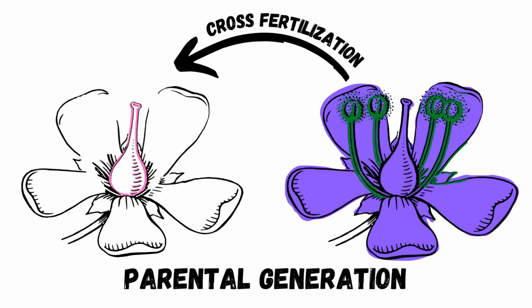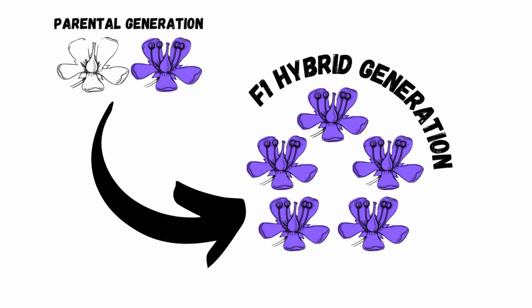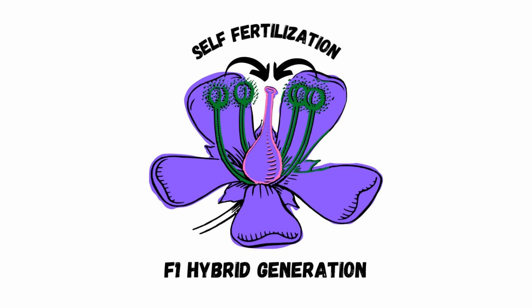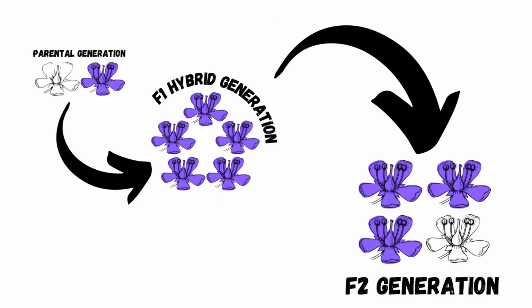What Mendel found was incredible. Every single one of the parental generation's offspring, or the F1 hybrid generation, was purple. Puzzled by this, Mendel continued his experiment, but this time he let the hybrid generation self-fertilize. Despite the fact that all of the F1 hybrid generation were purple, their offspring, called the F2 generation, were not. In fact, a quarter of their offspring had white petals.